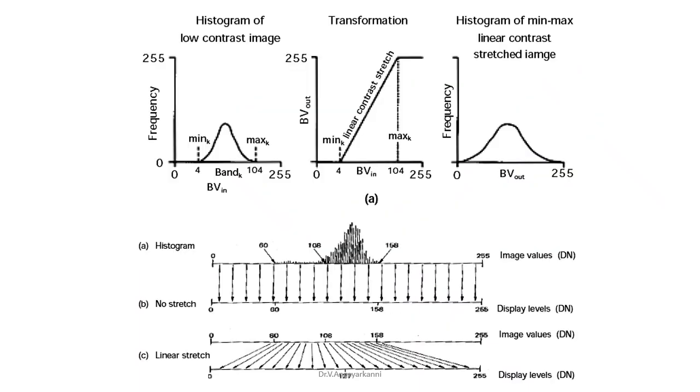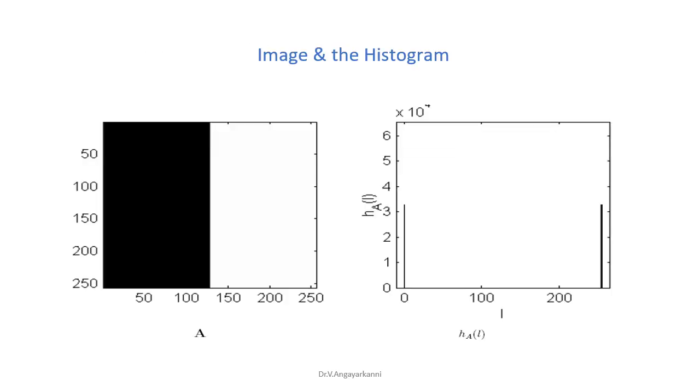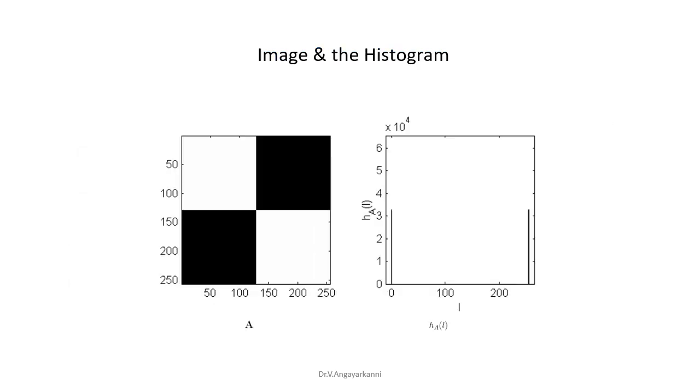This is the histogram of a low contrast image and its transformation. The histogram of a min-max linear contrast stretched image is shown here, with its corresponding no stretch and linear stretch and their value ranges. For a black and white image, see how the histogram varies. It is simply 0 for some number of pixels and black for some number of pixels. So that is shown here.